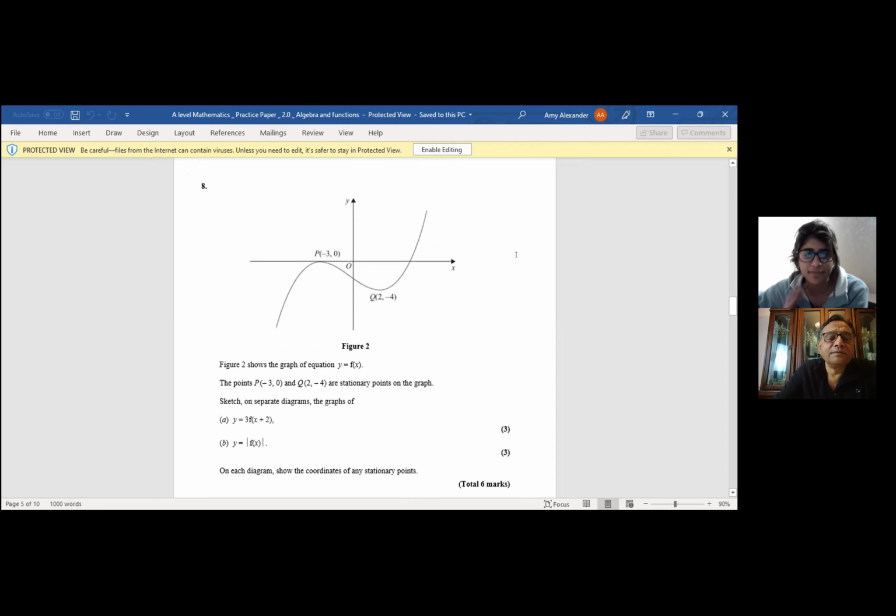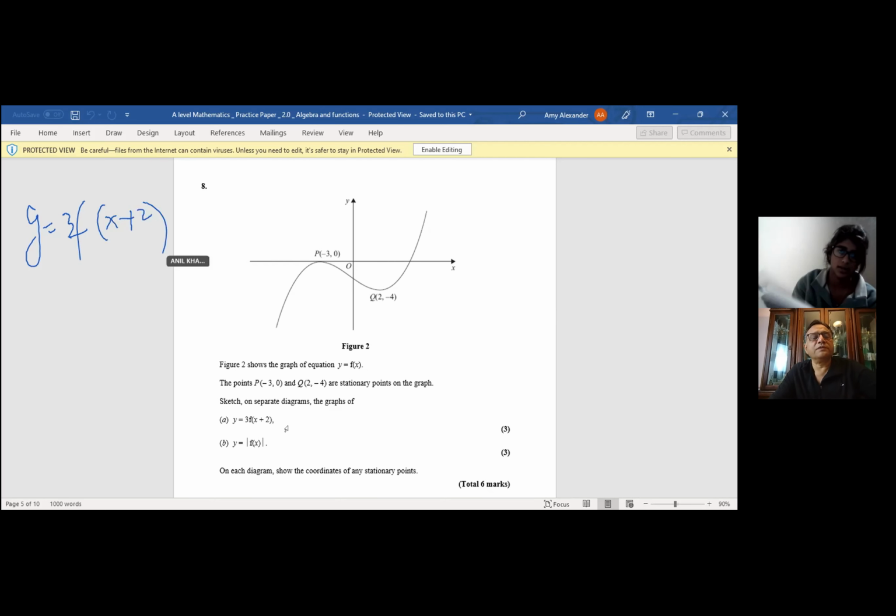Okay, figure 2 shows the graph of equation y equals f of x. The points P(minus 3, 0) and Q(2, minus 4) are stationary points on the graph. Sketch on separate diagrams the graph of part A, y equals 3 f of (x plus 2), and part B, y equals the absolute value of f of x.